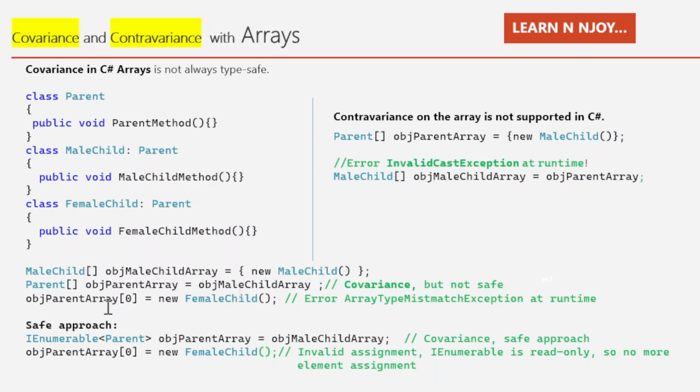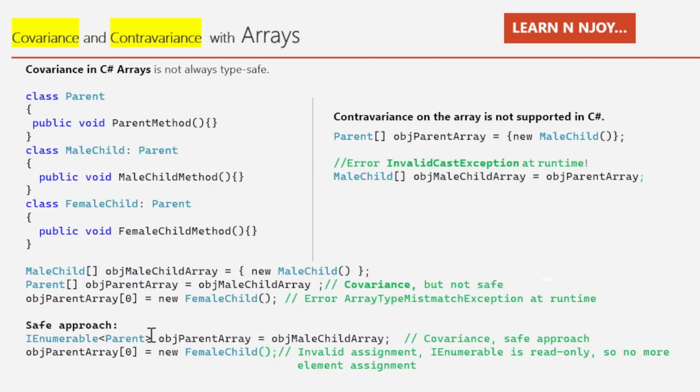Okay, because when we try to write something like this, objParentArray[0] = new FemaleChild, we end up getting an array type mismatch exception error at runtime, because objParentArray was dedicated to the male child and we are assigning the female child over here. That's why the type mismatch exception error occurred. That's why it's not type safe.